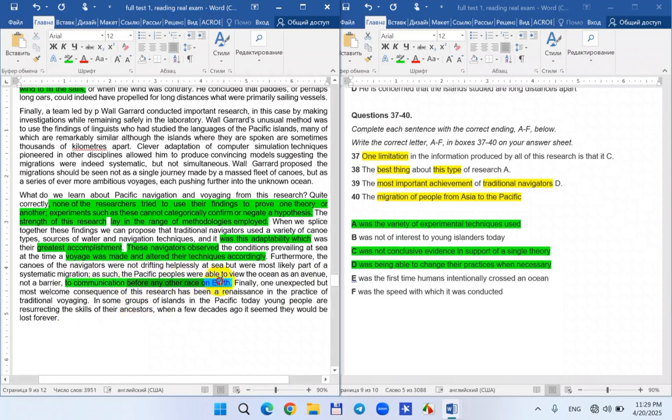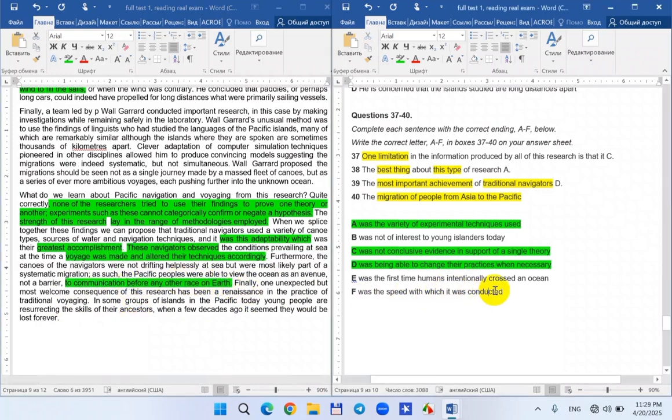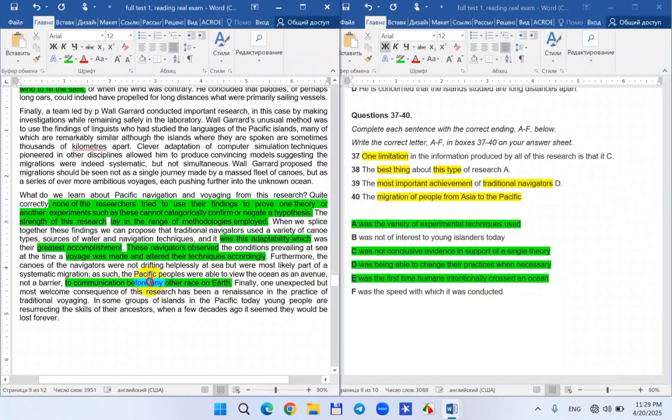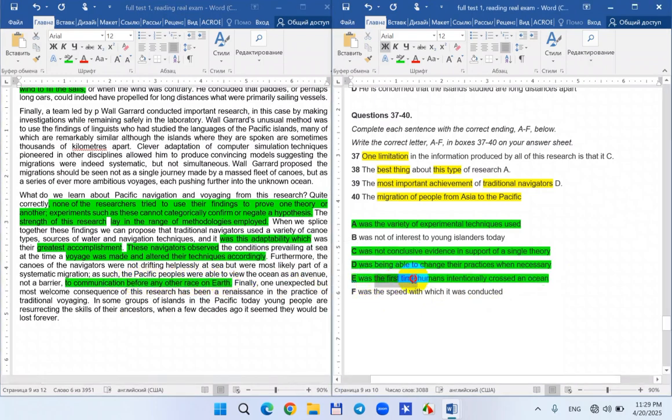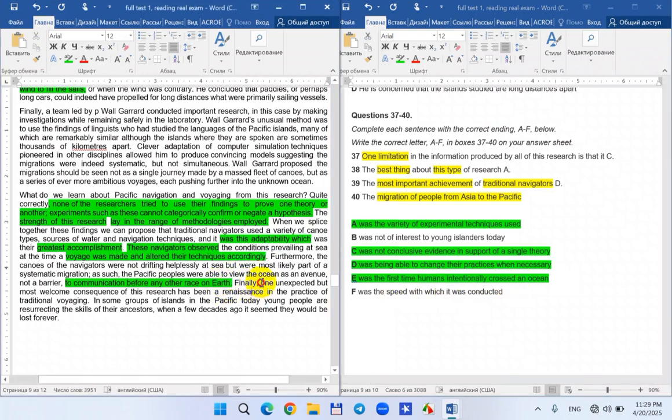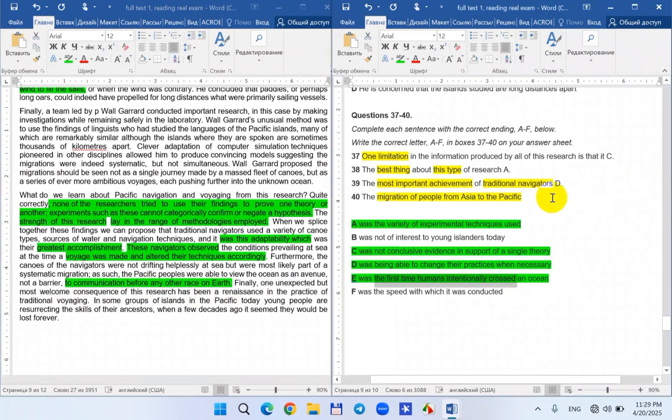Before any other race on Earth would be the synonym for the first time. Communicate before any other race on Earth was the first time humans intentionally crossed, not the first time. Finally, one unexpected but welcome consequence. So this is going to be E. So you need to be good at synonyms, guys. You need to be good at working with synonyms.